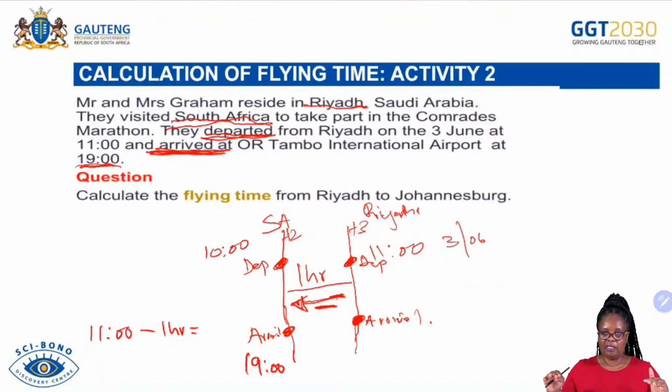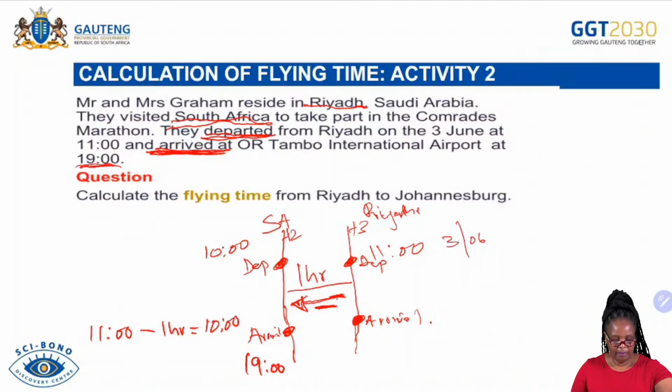We haven't counted the flight time. We're just counting what time it will be in South Africa if it is 11 o'clock, 1100 hours in Riyadh. And we know that it will be 1000 hours in South Africa. So here it is. Our answer here is 1000 hours.